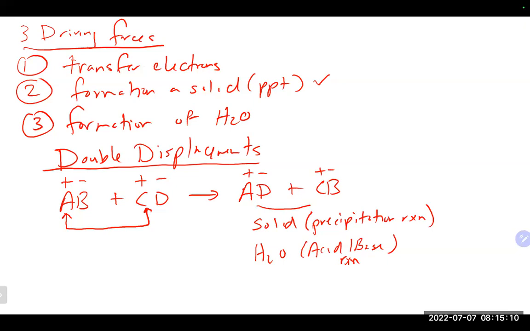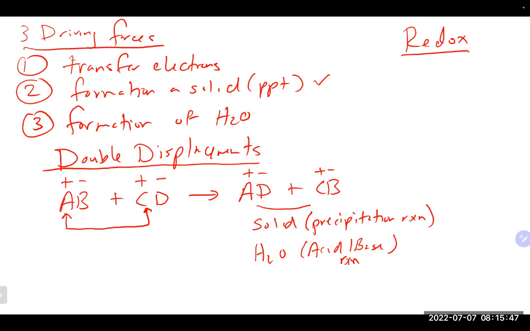The other big category of reactions, which we should get into today, are redox reactions. Underneath redox reactions are a lot of different ways to classify reactions more specifically. So all reactions boil down to those three things: water being made, a solid, or electrons being transferred. And almost all reactions fall under those two big categories: either double displacement reactions or redox reactions.